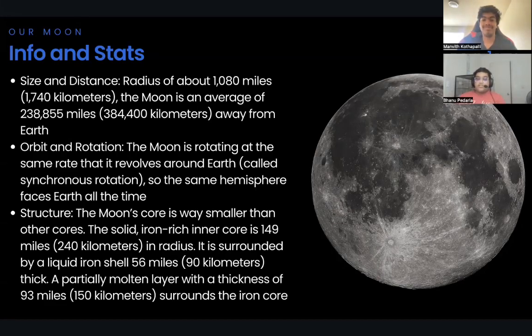For the orbit and rotation, the moon is rotating at the same rate it revolves around the Earth, which is called synchronous rotation. So the same hemisphere faces the Earth all the time. For the structure of the moon, its core is proportionally smaller than some other terrestrial bodies' cores. The solid iron-rich inner core is 149 miles in radius, or 240 kilometers. It is surrounded by a liquid iron shell, which is 56 miles thick, or 90 kilometers thick, and it has a partially molten layer with a thickness of 93 miles, which surrounds the iron core, or 150 kilometers.